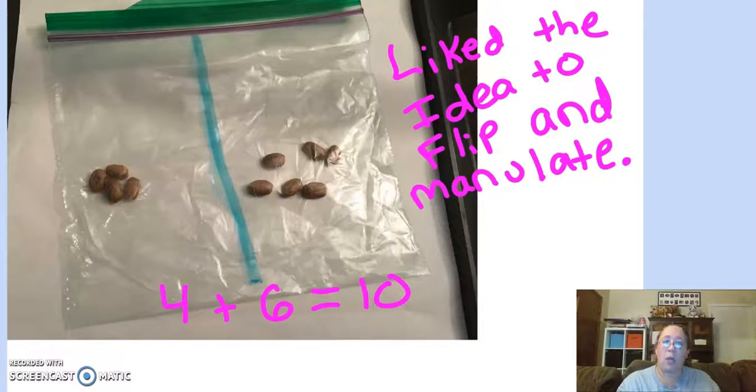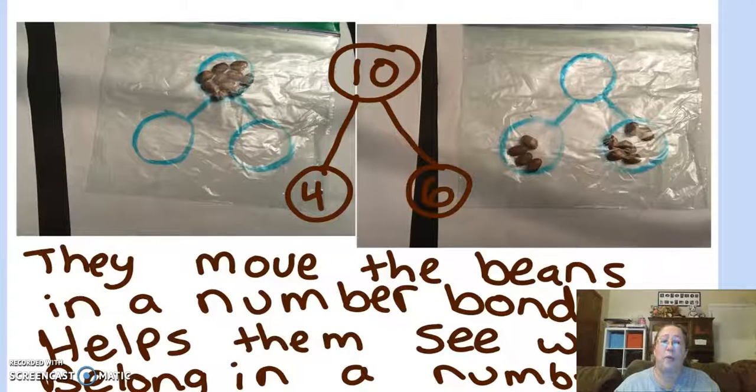I liked this idea, but in our school, in our district, we use a lot of number bonds. So the one thing that I would change in my lesson would be to still do the bag, but have the number bonds on the bag instead, and they can manipulate the beans down into the number bond. That way they can see the number bond, they're manipulating the number bond, and it's less hassle than trying to find big enough number bonds for Unifix cubes. It's all in one little bag, it's easy to store.